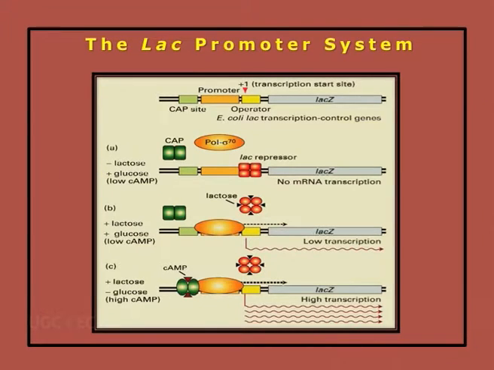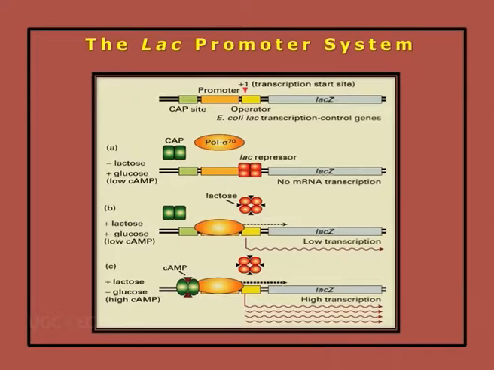Under such circumstances, there is no expression of transcription, because lactose, the inducer of the operon, is absent. The second condition is when lactose is present but glucose is also present. It means the level of cyclic AMP is low. Under such circumstances, there is low expression of the LacZ gene because the positive regulation from cyclic AMP CRP is absent.